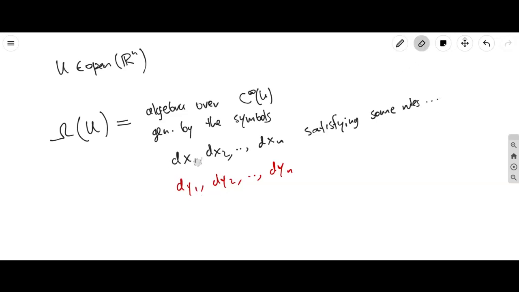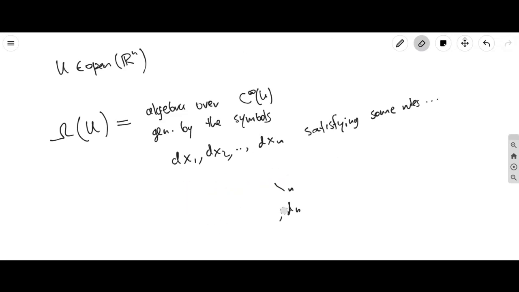Now, you might say, if these are just symbols, why not just call these symbols like we do in a polynomial algebra? Why not just call them x1 to xn? Or why not call them d1, d2 up to dn? Why specifically do people always write it like this? And there is actually a reason for this.